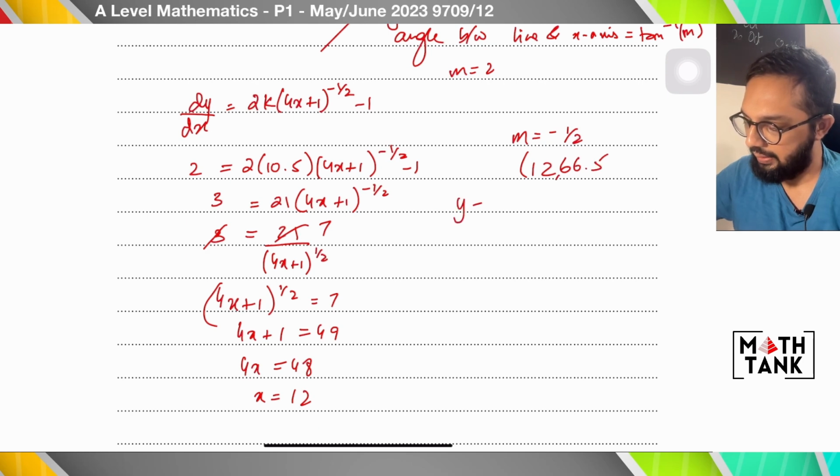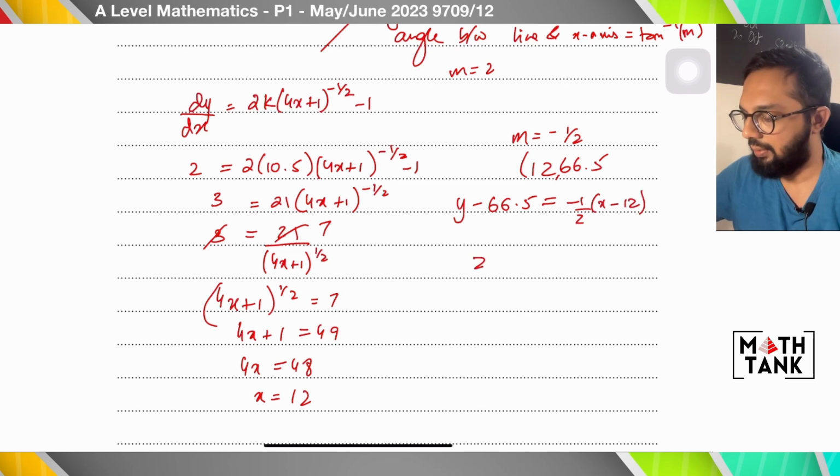So y minus y1 equals m (x minus x1). I cross multiply: 2y equals 66.5 times 2, which should give me 133, minus x plus 12.